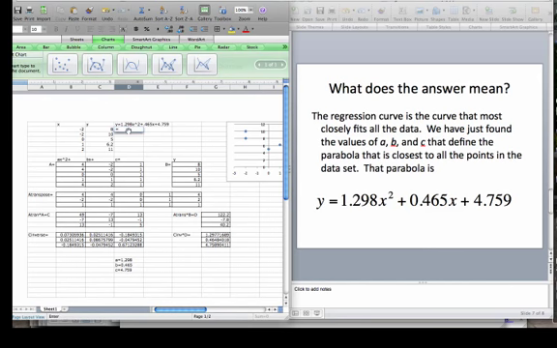So equals 1.298 times, I have to put the times in, x squared plus 0.465 times x plus 4.759, and enter. Alrighty, let's pull down.